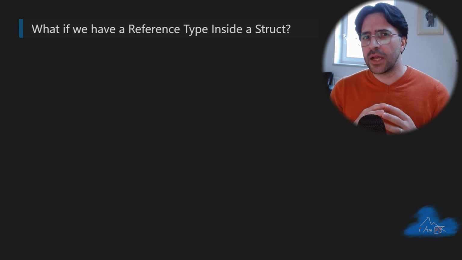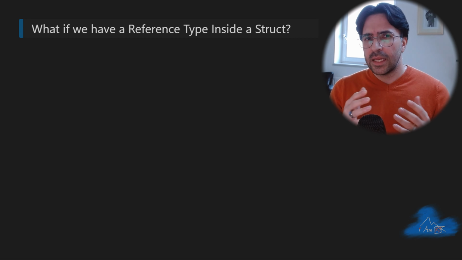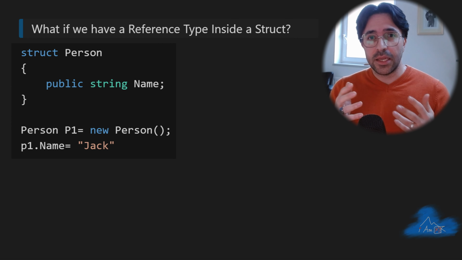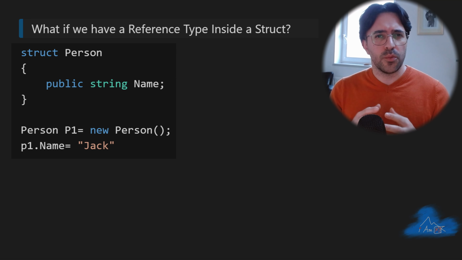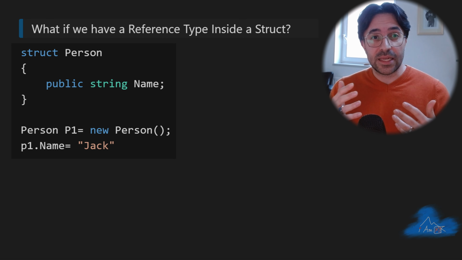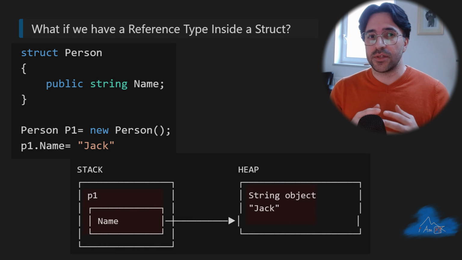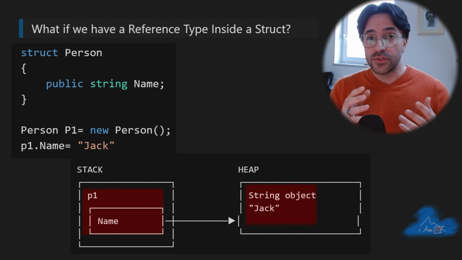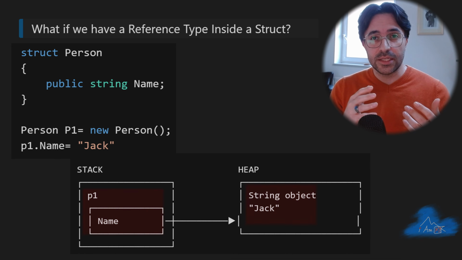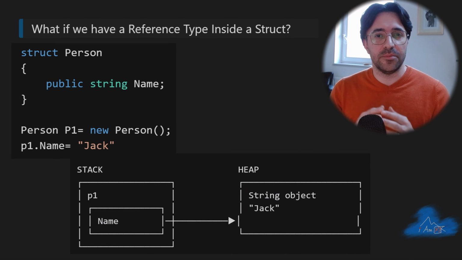Now, what if we have a reference type inside a struct? Let's create a struct and name it Person with a string field. Now the struct itself lives on the stack, but string is a reference type. So the struct holds the reference and the actual string data lives on the heap.